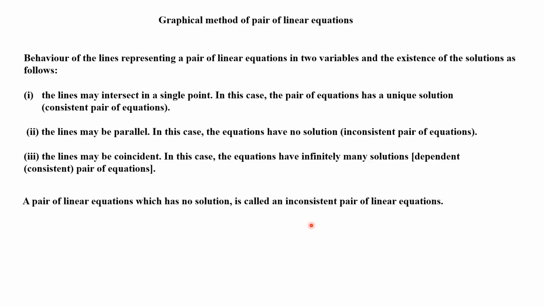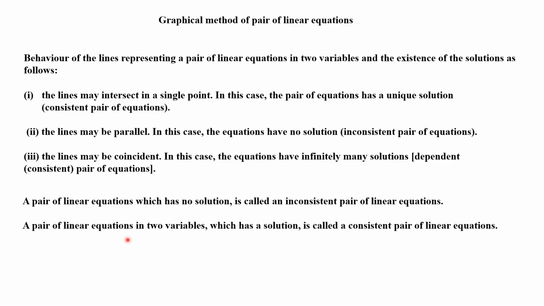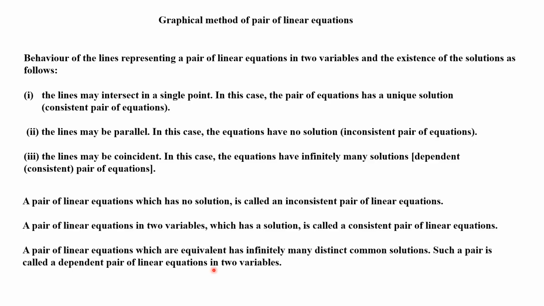Okay. Now next, a pair of linear equations which has no solution is called an inconsistent pair of linear equations, and a pair of linear equations in two variables which has a solution is called a consistent pair of linear equations. And a pair of linear equations which are equivalent. Equivalent means they will be coincident. When you plot the graph, they will be coincident. Then in that case, you will have infinitely many distinct common solutions, and such a pair is called a dependent pair of linear equations in two variables.